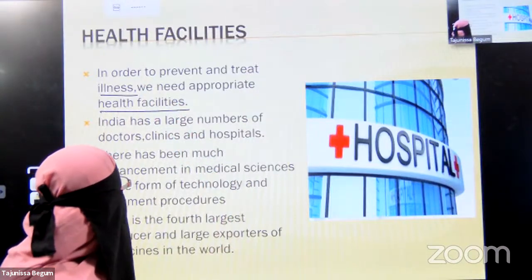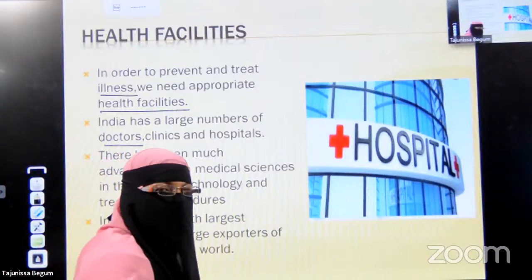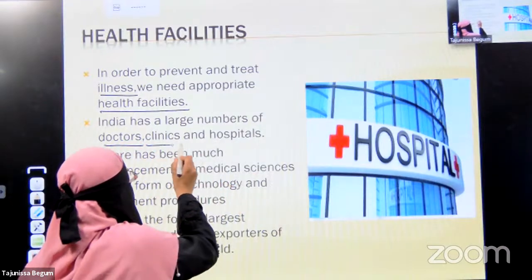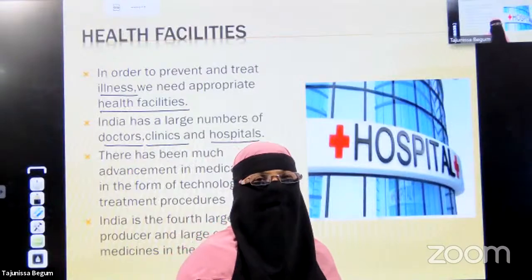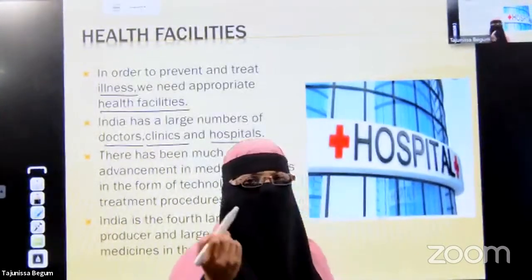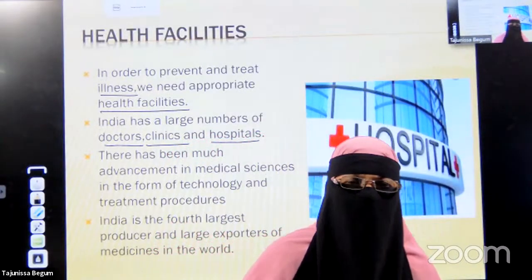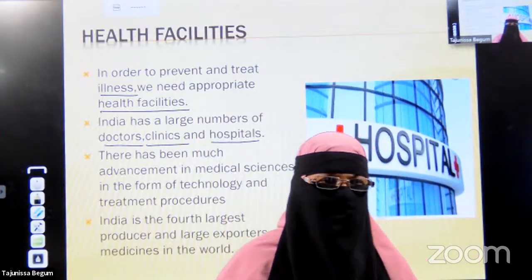India has a large number of doctors. As you know, in our country, India, we are having a large number of doctors. We are having clinics and many hospitals also. Do you agree with this? Yes. India has a large number of doctors, clinics, and many hospitals. And I hope you all want to become doctors. Yes. If you study well, surely we can reach our goals.